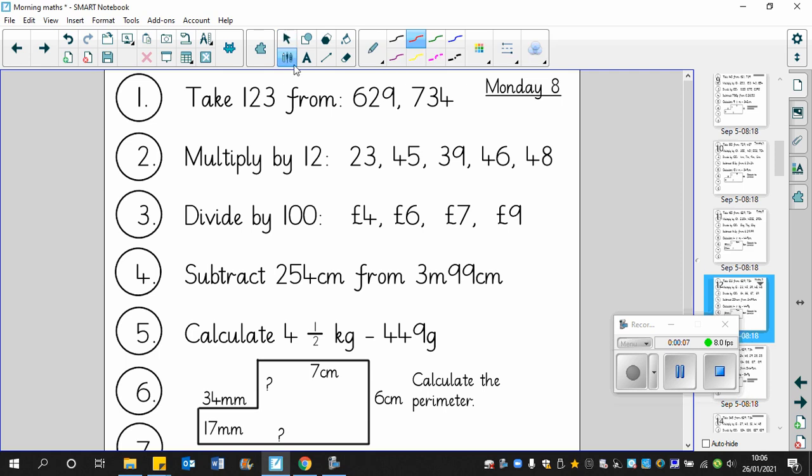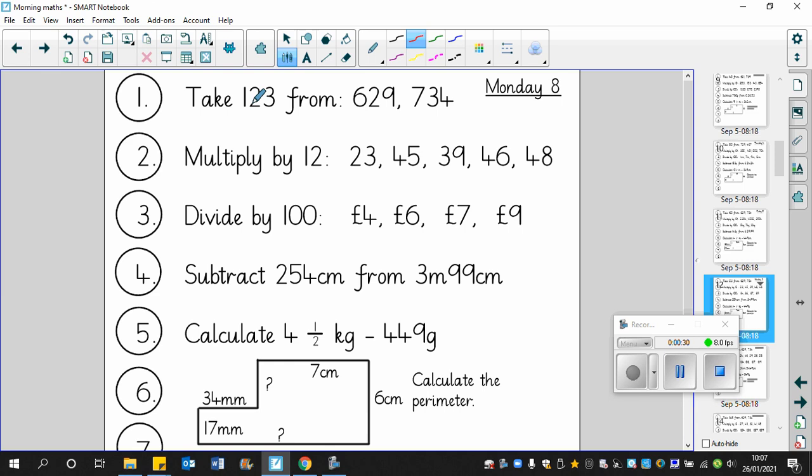Question number 1, take 123 away from 629. Well, in the past we've been doing this as a two-step problem where you take away maybe the tens and the hundreds or maybe the tens and the ones. This time it's a three-step problem where you've got to take away all three of them. So let's start with the hundreds, then we'll take away the tens, then we'll take away the ones.